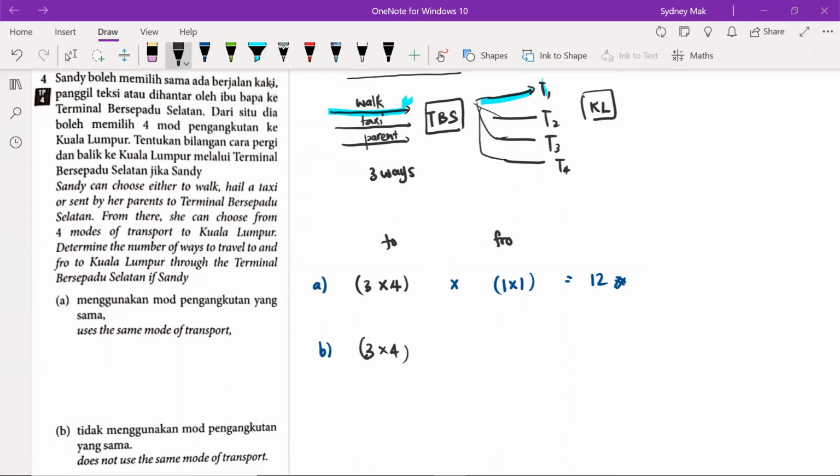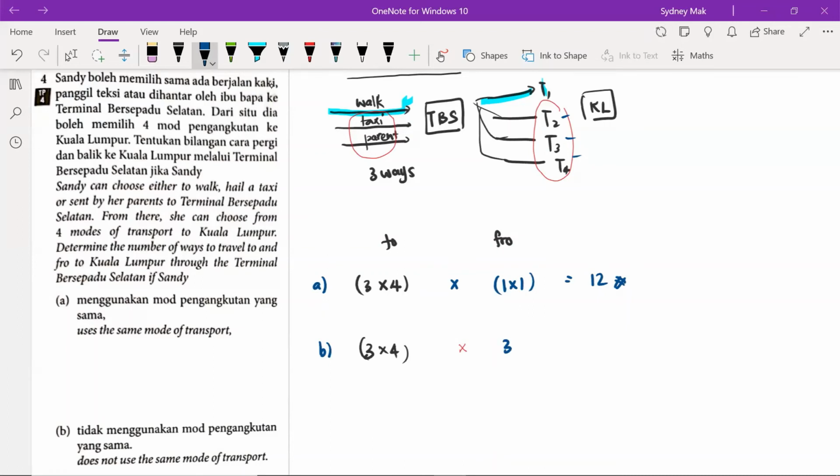And then when she come back, she does not use the same mode of transport, which means when she come back, instead of T1, she has to choose from the remaining 3. Once she arrives at TBS, instead of to walk back, she has to choose the remaining of the 2 choices. So in that case, to come back to fro, we will have 3 choices, initially 4, but we already used 1. We should not use that again. So we have 3 remaining choices.